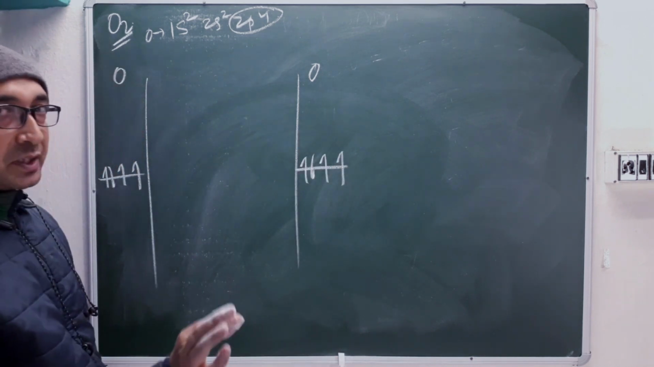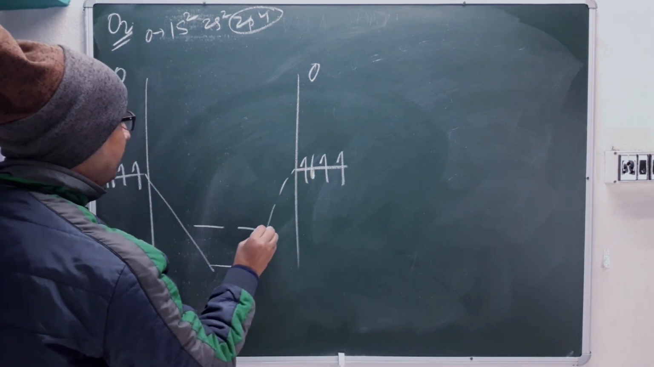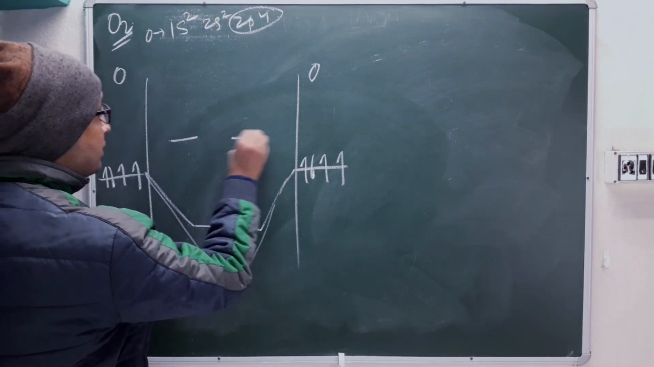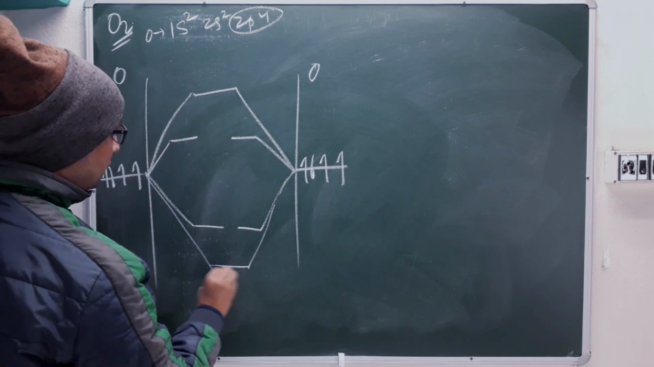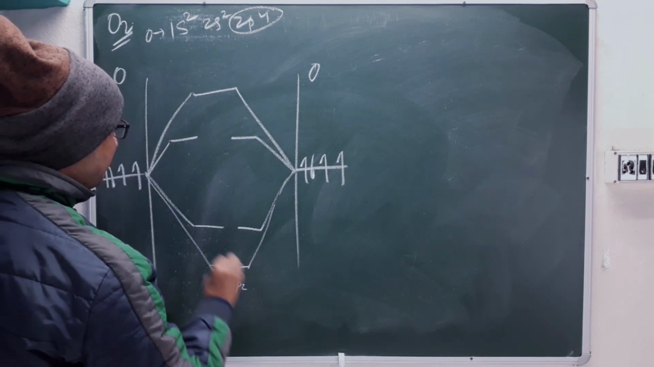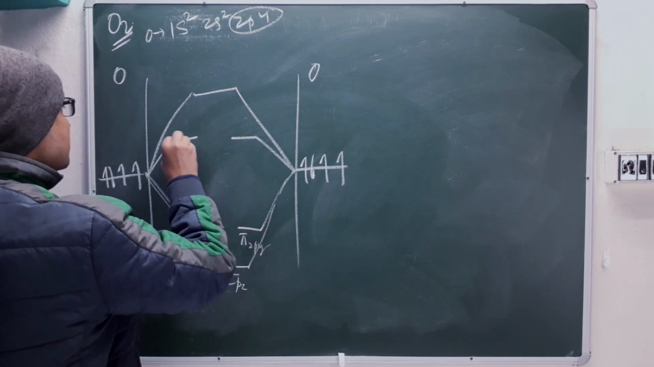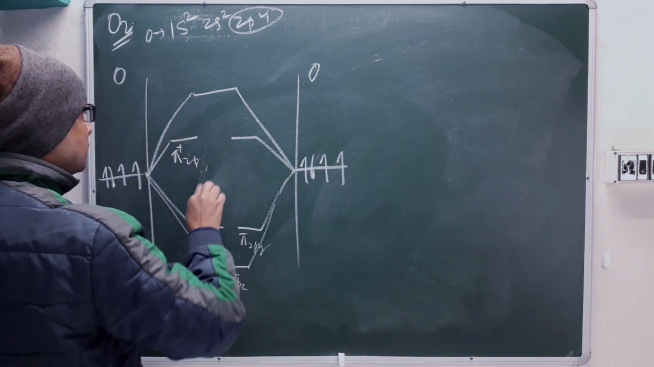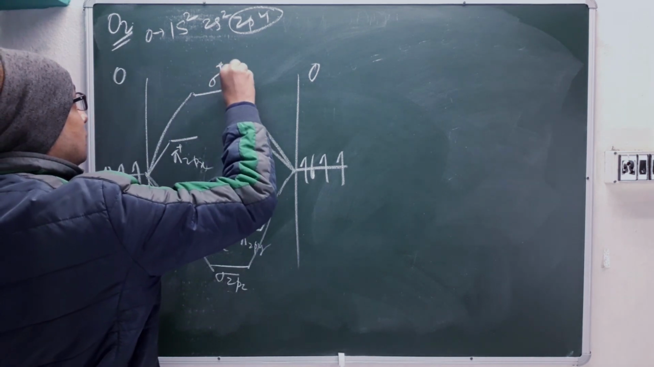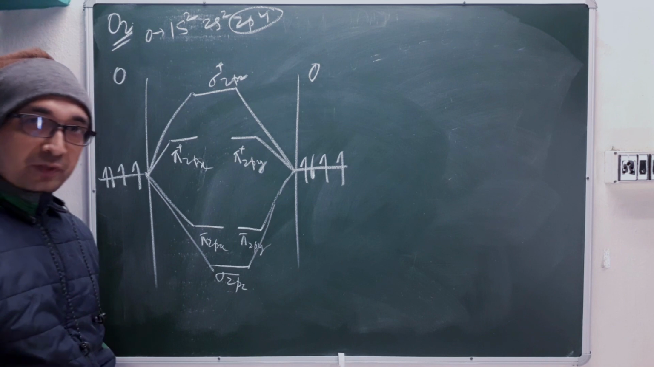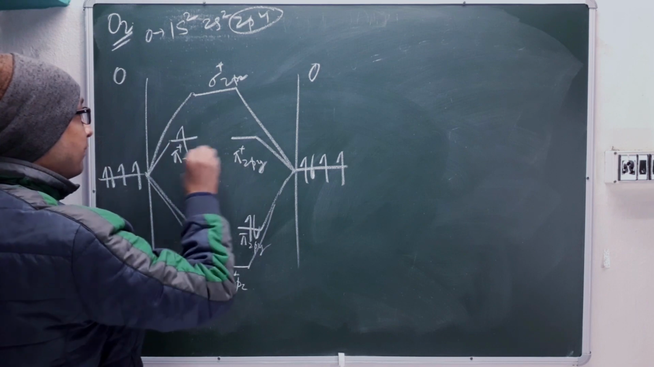Now what is happening? Here sp mixing won't be there. So sigma will be at lesser energy, then pi will have the energy, here also, then pi star, then sigma star. This will be your sigma 2pz, this will be pi 2px, pi 2py, pi star 2py or 2px, whatever you want, and here sigma star 2pz. Now we have 4, 4, 8 electrons. We have to fill up these 8 electrons: 1, 2, 3, 4, 5, 6, 7, 8.